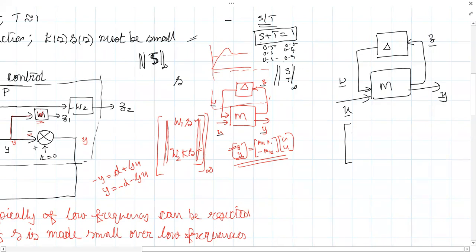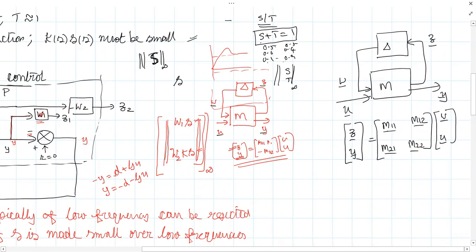So this was our output terms, Z and Y, and we had some M11, M12, M21, M22 multiplying the input signals W and U. M11 is the transformation between Z and W, M12 is between Z and U, M21 is between Y and W, and M22 is between Y and U. Now, if you want it in state space form, you have to convert.